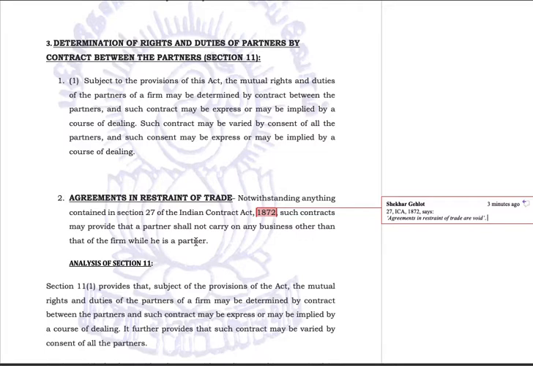These kinds of contracts are valid because if one partner of a firm is allowed to carry on his own independent business as well, then how will we expect him to devote time to the firm's business? He will not be much serious with the firm's business, he will be serious with his own business. So when you are a partner in a partnership firm, you must carry on only one business, that is the business of the partnership firm.